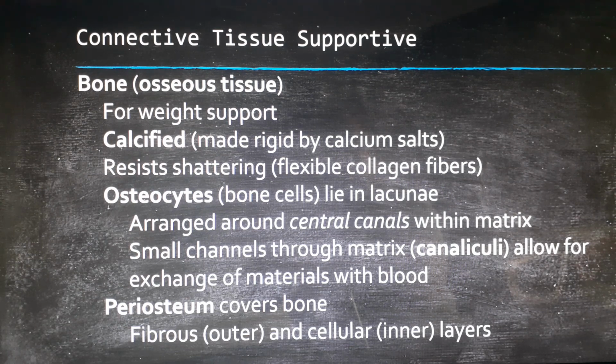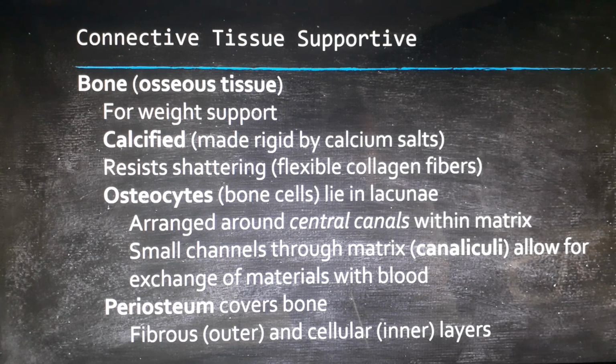Now, just like in the cartilage, these cells are living in a very tough matrix. And so they have to live in a hole in the matrix known as a lacuna, and plural is lacunae. Now we have an additional problem though, because we can't diffuse oxygen and nutrients through the calcified salts.